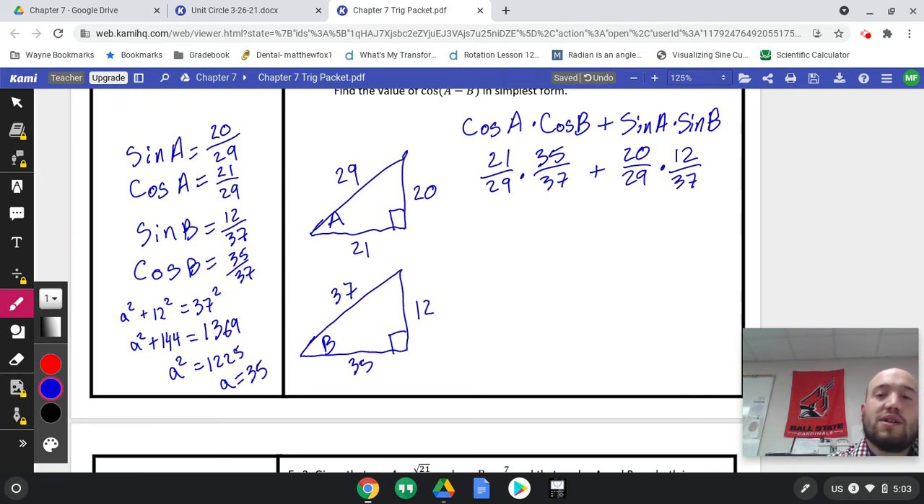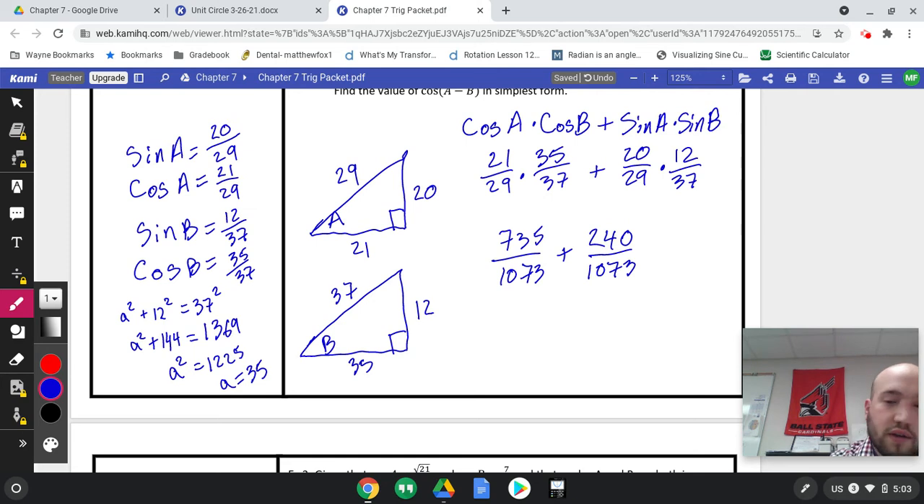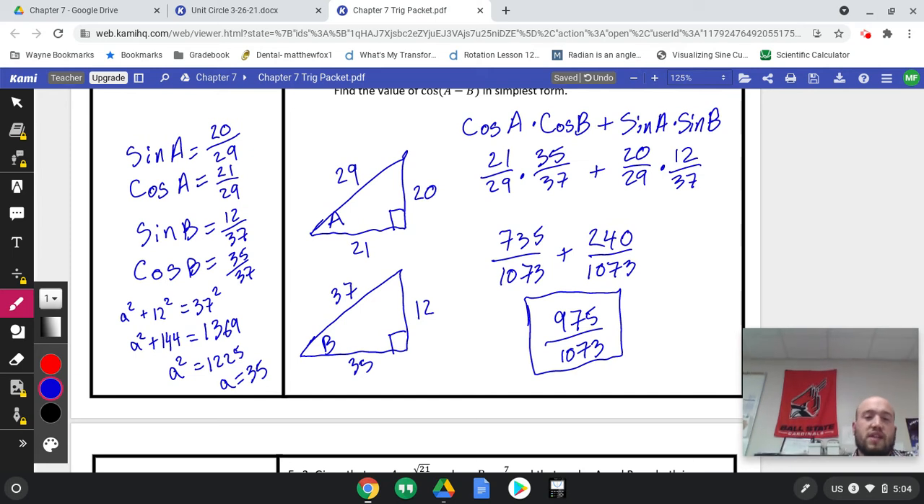Okay, if we multiply 21 times 35, 735. You can use a calculator, that's fine. I used a calculator when I did this. I just am saving us a little time. Over 1073 plus then 20 times 12, that'll be 240. And still, once again, 1073. We add those two together, and we'll get 975 divided by 1073. And we are done. We can't simplify. Okay? So that is how we do it.